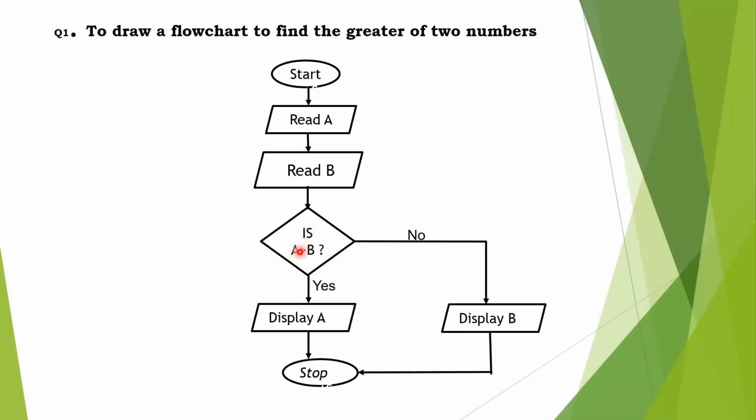Okay. If A is greater than B, if it is yes, it should display A, or write A or print A. And if A is not greater than B, that is no, it should display B. And after displaying B, it should connect to stop. Here after displaying A, it is connecting to stop, and here if the case is no, it should display B, and then the flow line connects to stop. Clear, children? We shall move to the next slide.